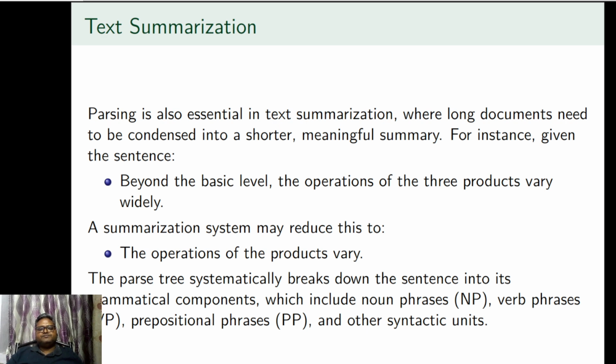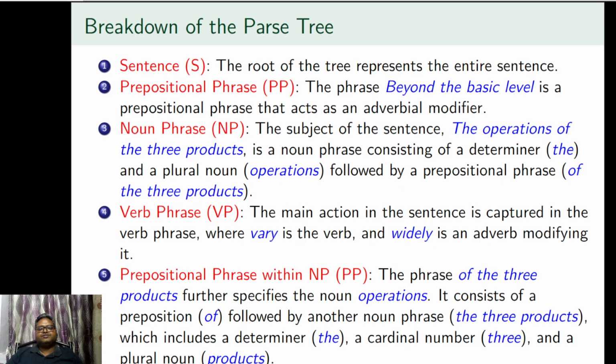So parsing, even in text summarization also, which one can be removed? For example, here there is a sentence: "Beyond the basic level, the operations of the three products vary widely." Here we can remove "beyond the basic level," "widely" we can remove, and "three," the cardinal number, we can remove, and simply we can write "the operations of products vary." So it should be able to understand what can be removed in text summarization. This is another challenge.